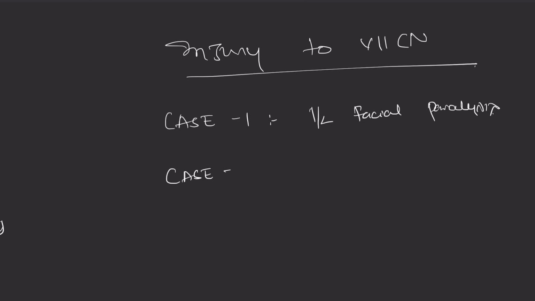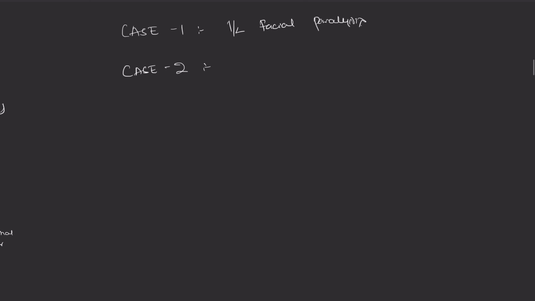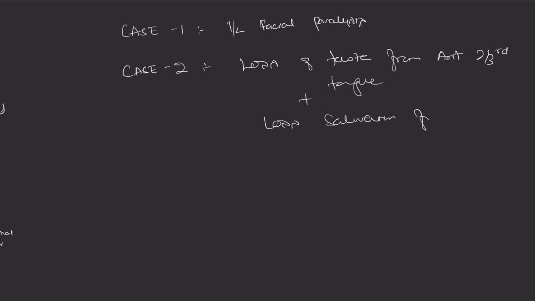Case 2: whenever there is an injury before the chorda tympani branch is given off, that is at this level. This is 1, this is 2. So what will happen at level 2? It leads to loss of taste from the anterior two-thirds of the tongue, plus loss of salivation from the submandibular gland and sublingual gland.